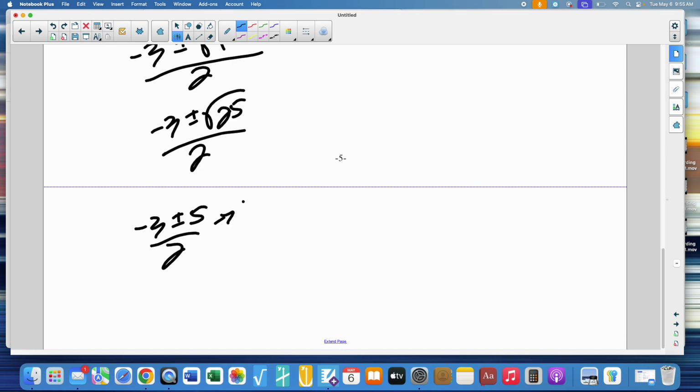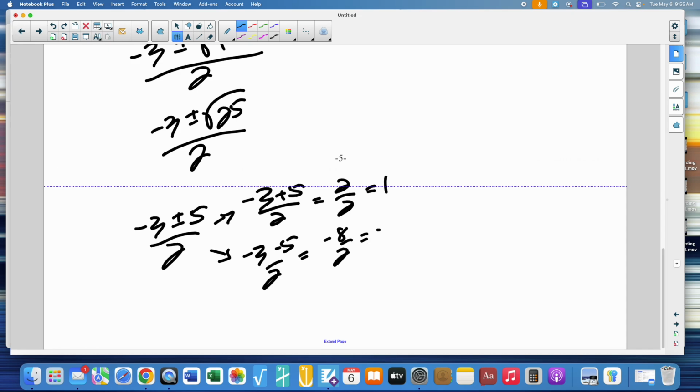which gives me negative 3 plus or minus 5 over 2. Negative 3 plus 5 over 2. Negative 3 minus 5 over 2. That's 2 over 2, which is 1. This is negative 8 over 2, which is negative 4. Negative 4, comma, 1.